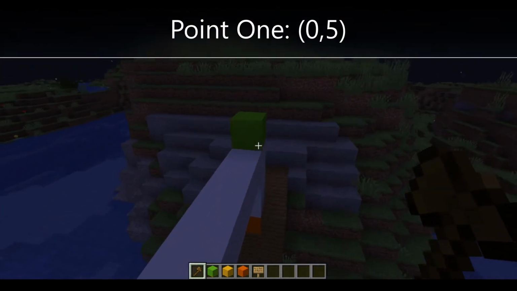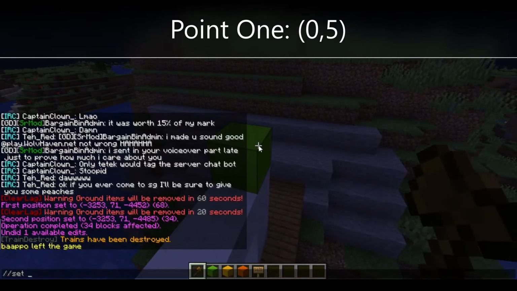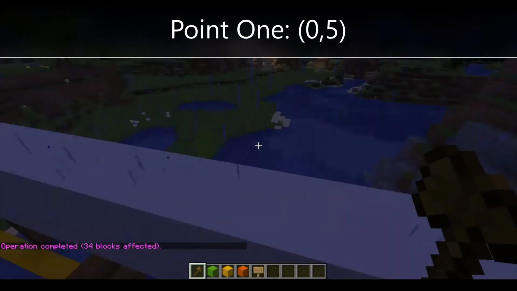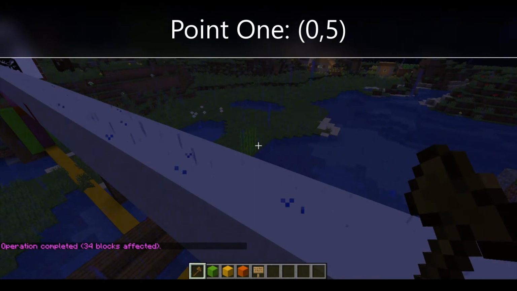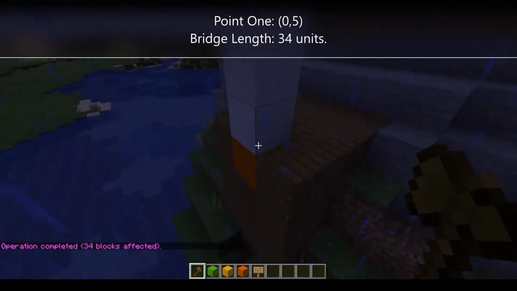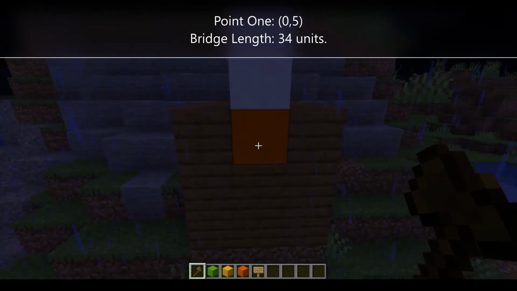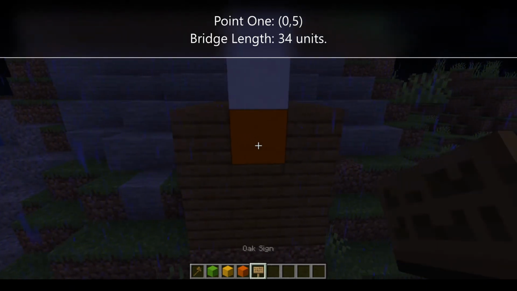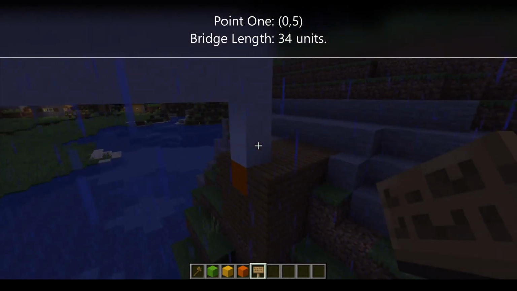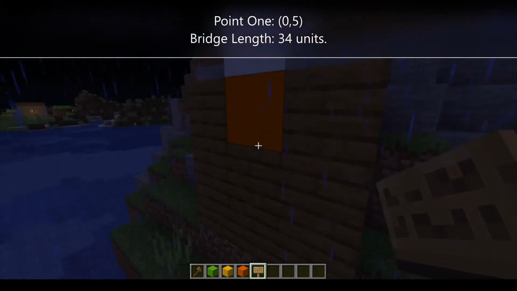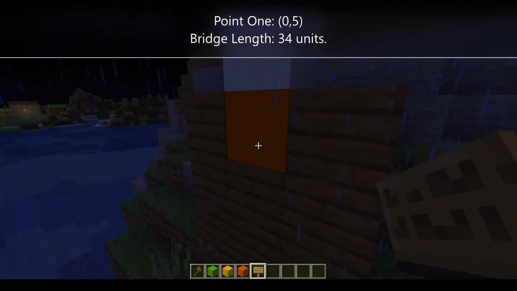Now let's calculate the length of the bridge. If you look at the bottom left hand corner of my screen here, you can see that it says 34 blocks affected. That means our bridge is going to have a length of 34 units. You can also see that we have another point here. This is where our bridge ends. And since we've calculated that the bridge is going to be 34 units long, the end of the bridge is going to have an x value of 34.